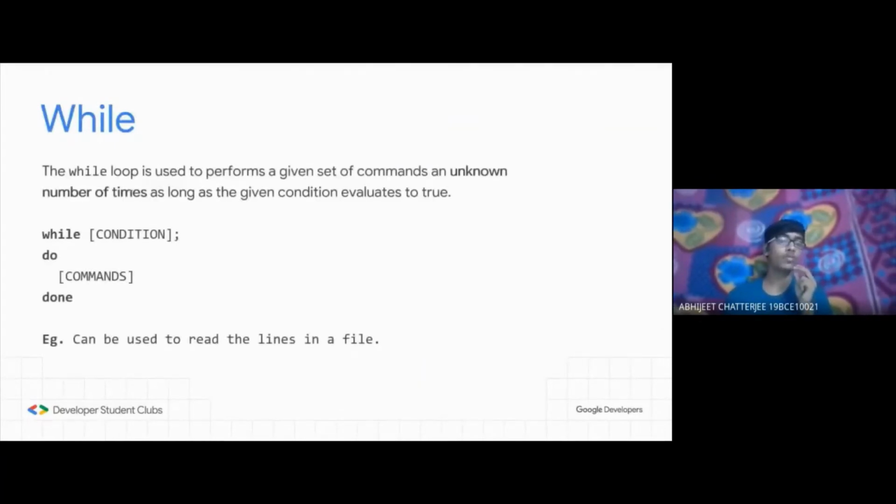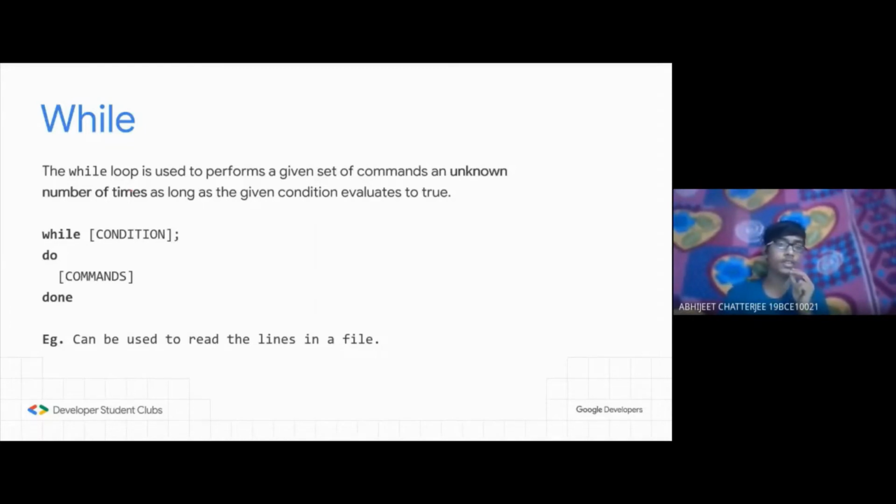Next we have the while command, the while loop. The while loop is used when we have to iterate an unknown number of times until a particular condition is satisfied. So we have a while, then we have a condition, and then a semicolon, which is followed by do and done. And between the do and done, there are commands that need to be repeated. An example where while can be used is to read the lines of a file. If you want to print each line of a file in a separate line, then we can use the while command.